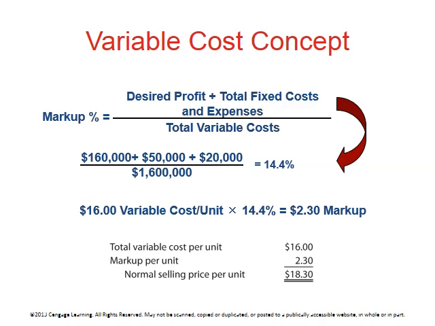So we take our $16 variable cost per unit we calculated on the previous slide times 14.4%. We calculate our markup to be $2.30. We add the $2.30 to our total variable cost per unit of $16. So our selling price comes out to $18.30 per unit.